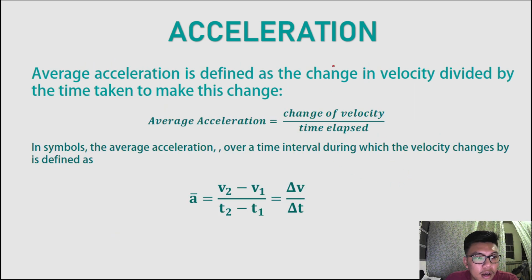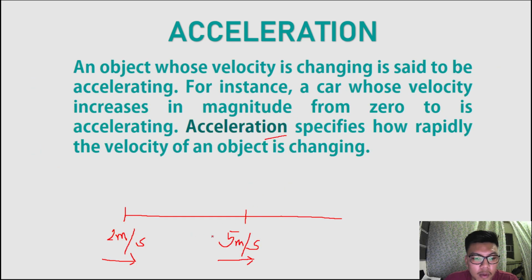Okay, so now, average acceleration is defined as the change in velocity divided by the time taken to make this change. For example, from this distance to this distance, from this point to this point, okay? So, dito sa initial, 2 ka, di ba? Then, dito naging 5. So, na-cover mo, ang acceleration daw is the change in velocity for a given period of time, ano? Yung time na na-take mo mula dito hanggang dito.